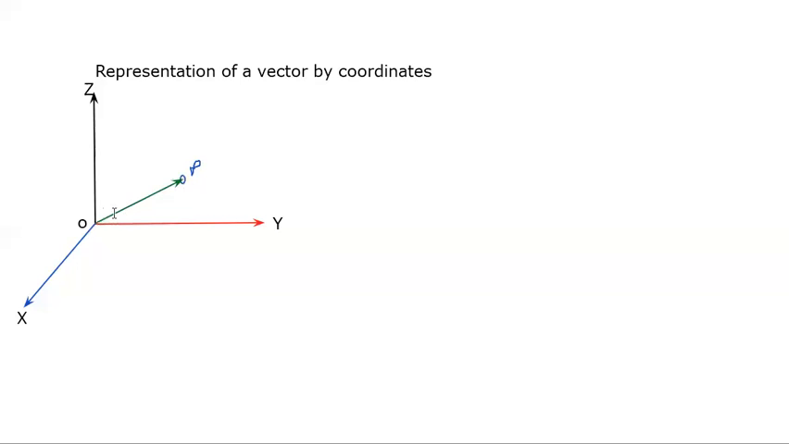So this OP represents the magnitude of the vector, and this OP makes three angles, one with the x-axis, one with the y-axis, and one with the z-axis, right? So how these angles are calculated, let us see, and how to find out the magnitude of this vector OP. Let this vector be denoted as R.